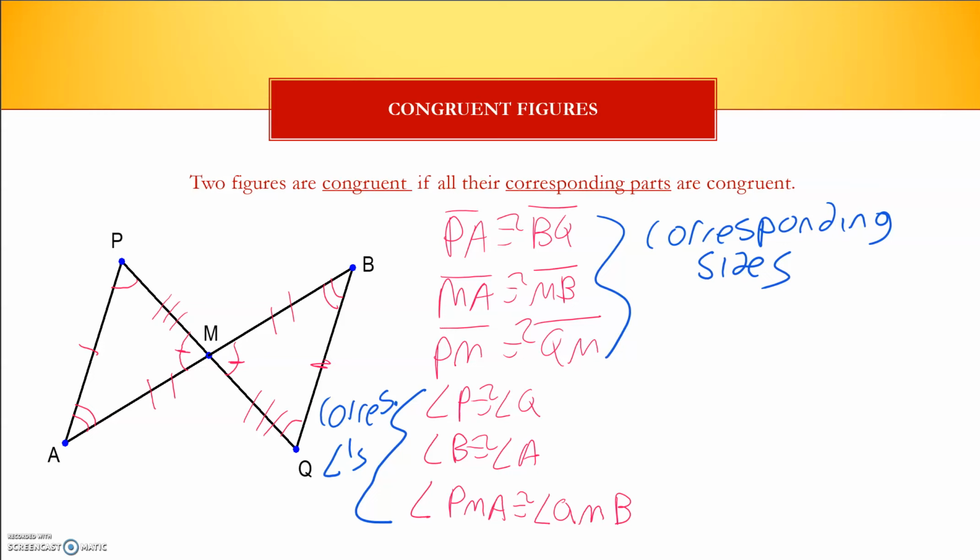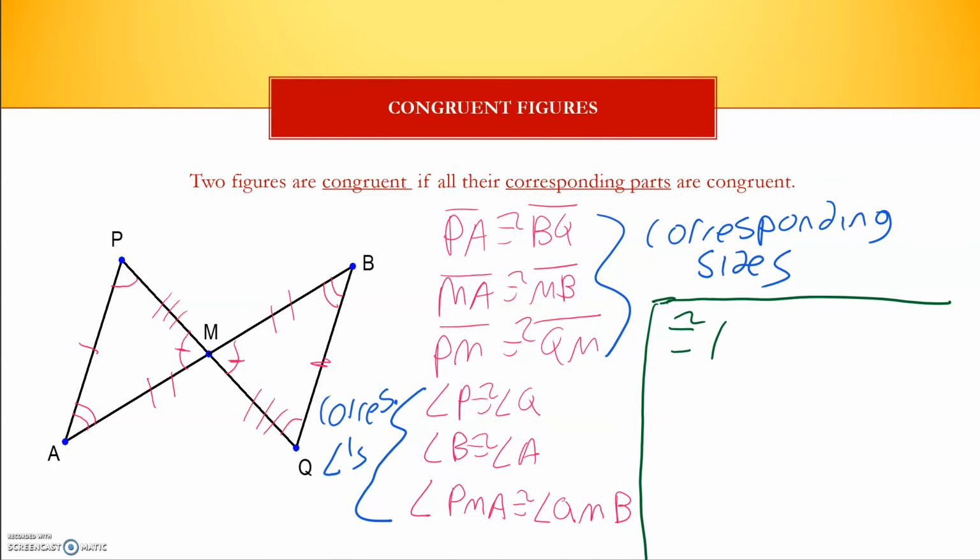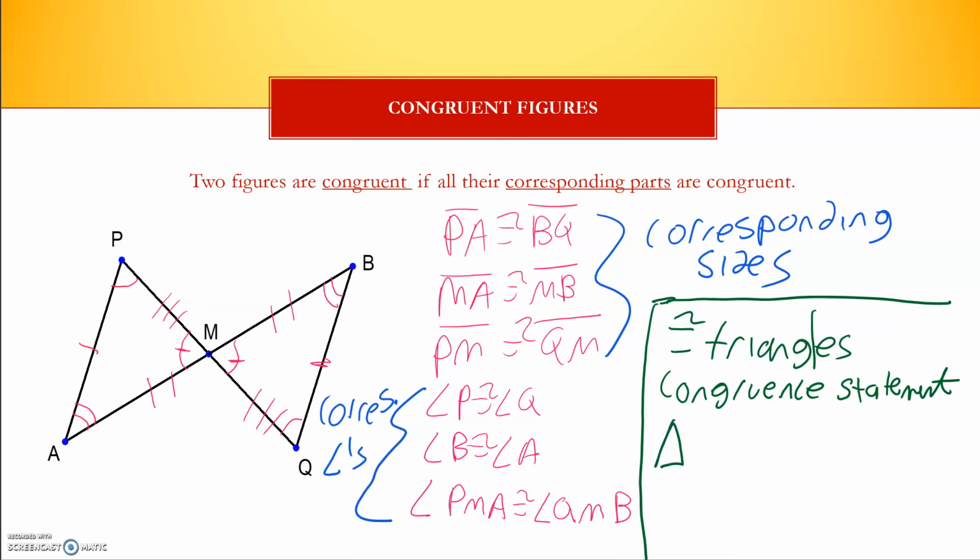If we have this, we can see each of the three sides in triangle PMA matches up with each of the three sides in QMB, and the angles as well. We can say that we have congruent triangles. We have two congruent figures here. And from that, we can write what is called a congruence statement. A congruence statement tells you what we have by their name. So we will say that triangle PMA is congruent to triangle QMB.